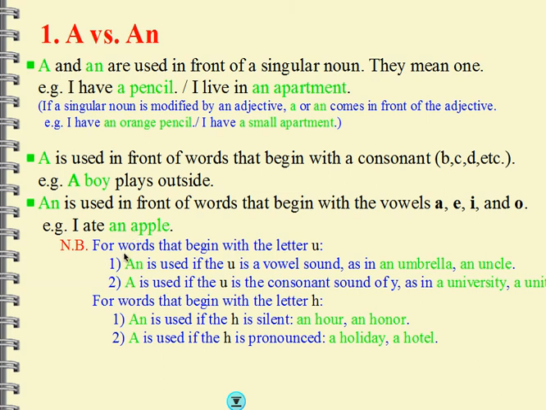Pay attention. For words that begin with the letter U, the article an is used if the U is a vowel sound, as in an umbrella, an uncle. The article a is used if the U is the consonant sound of Y, as in a university, a unit. For words that begin with the letter H, the article an is used if the H is silent, not pronounced. An hour, an honor. The article a is used if the letter H is pronounced, as in a holiday, a hotel.